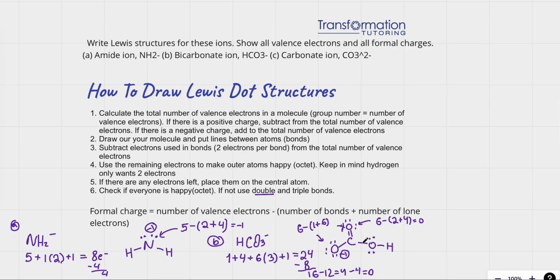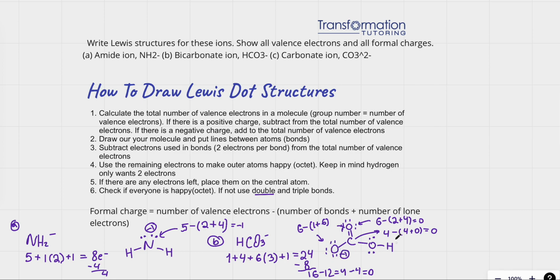It will be 6 minus 1, 2, 3, 4, 5, 6. 6 minus 6, 0. And carbon would be, let's just go ahead and do it, 4, because it's in group 4. It has 4 valence electrons, minus 1, 2, 3, 4. 4 bonds plus 0 lone electrons, so it's 0 as well. So this is the only oxygen that has a negative charge in this molecule.